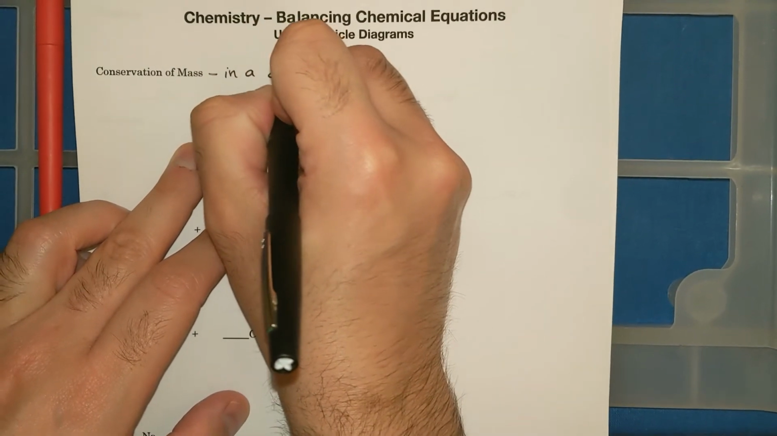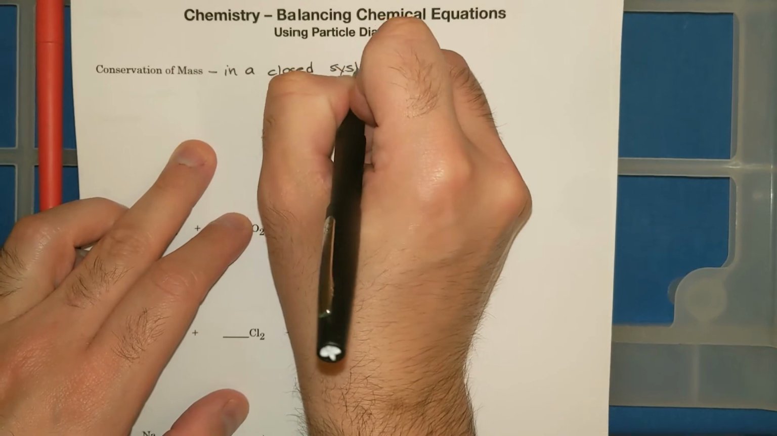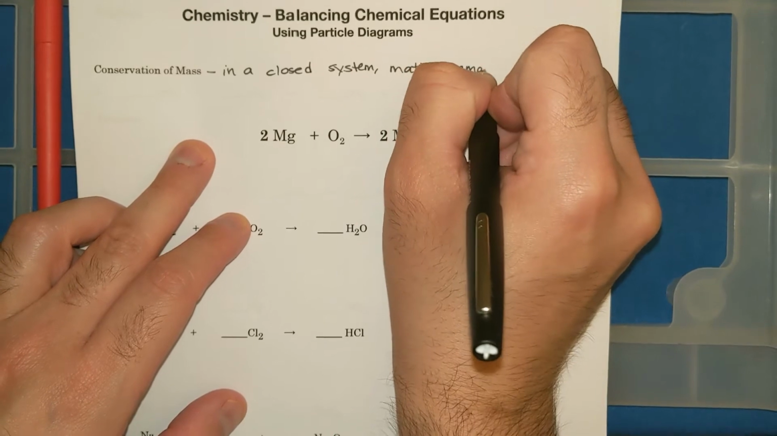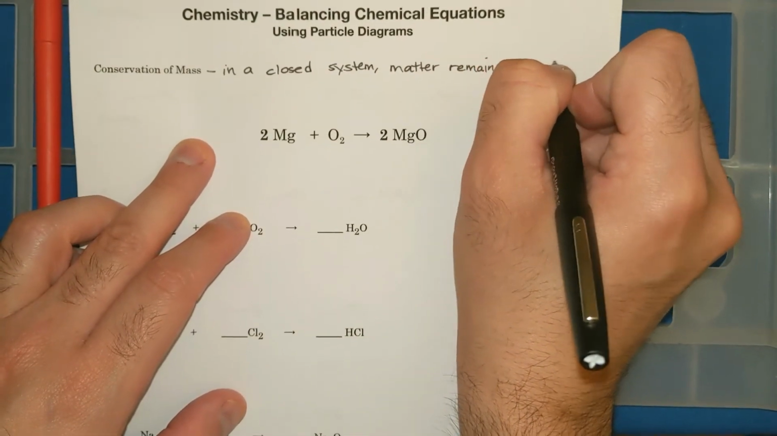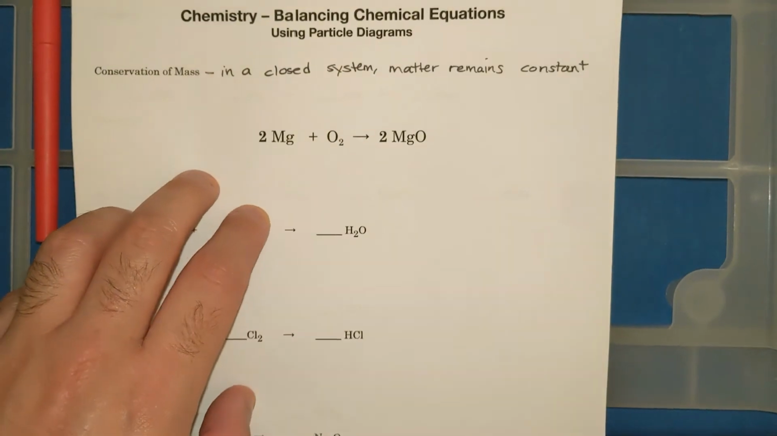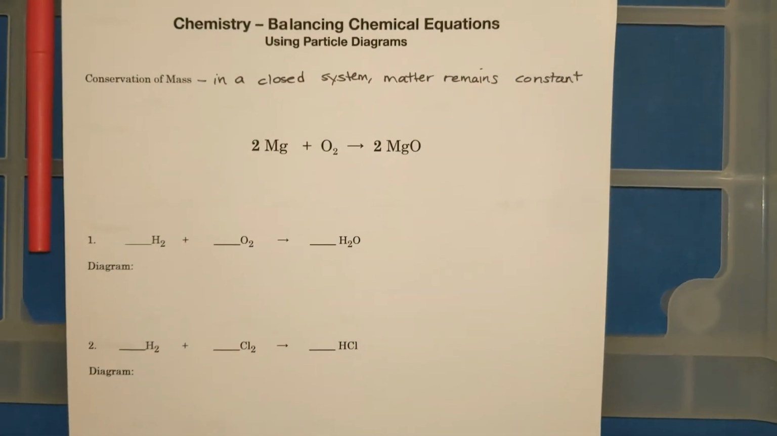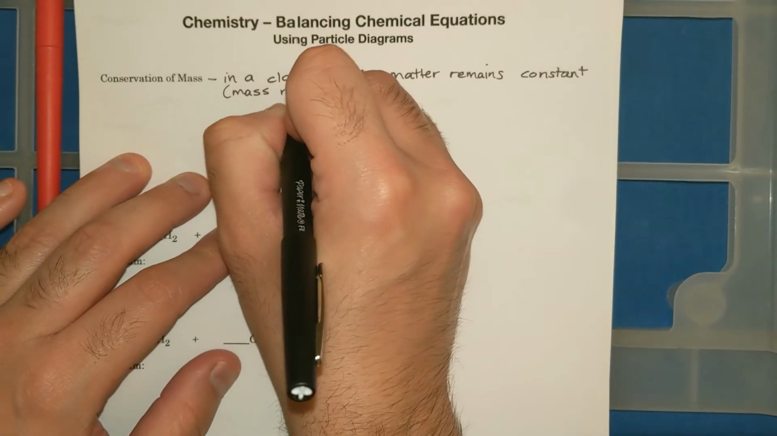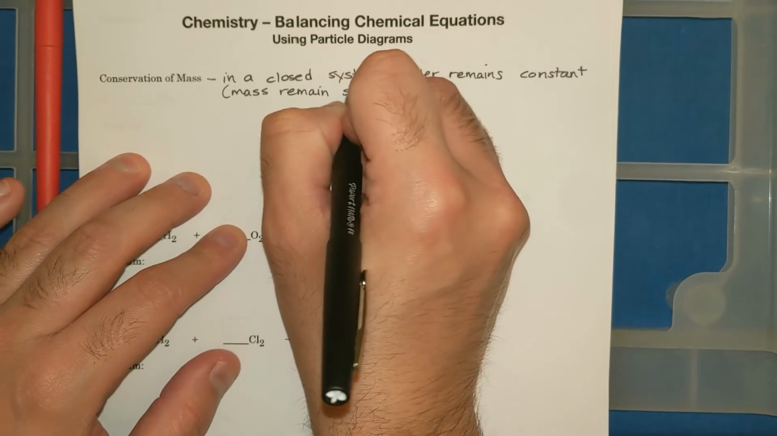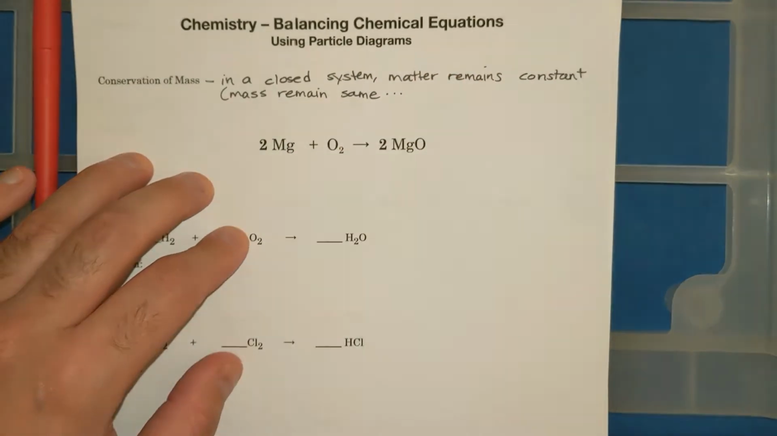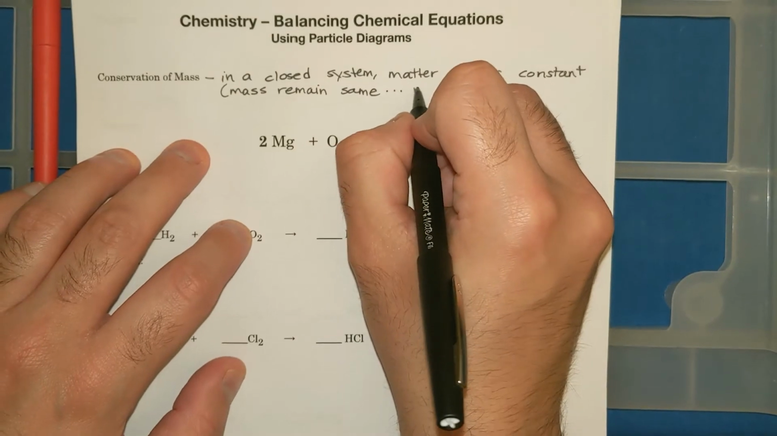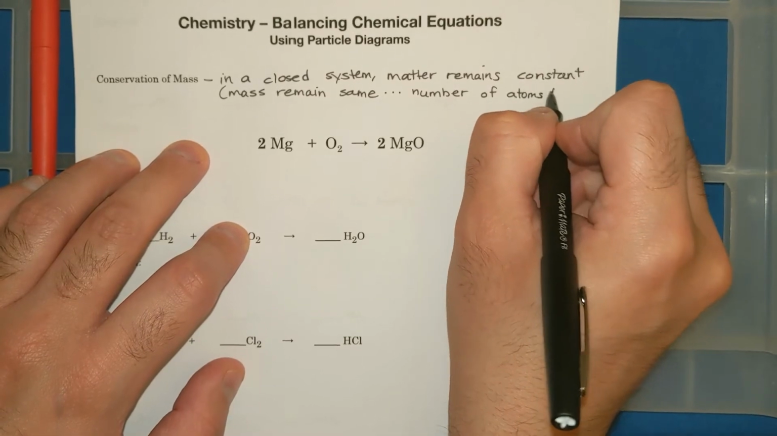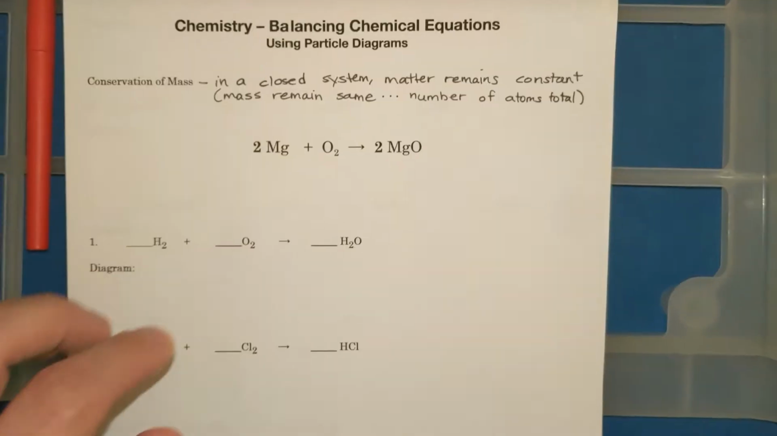In a closed system, matter remains constant. Which means that in any type of reaction or chemical experiment, the mass must remain the same. And for us, we will see that the number of atoms will remain the same. Number of atoms total needs to remain the same.